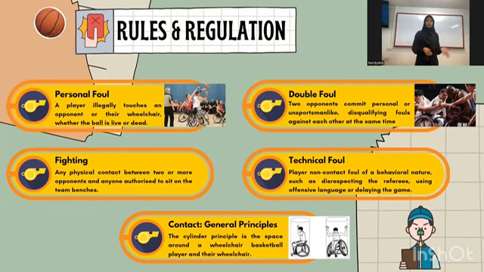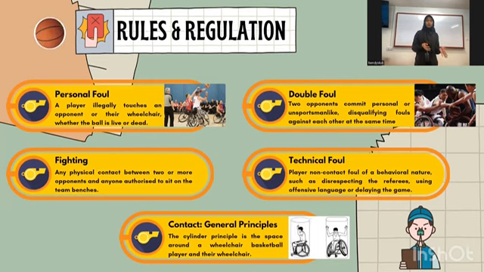A personal foul is a player's illegal contact with an opponent whether the ball is live or dead. A player should not hold, block, push, charge, trip or impede the progress of an opponent by extending his hand, arm, elbow, shoulder, nor by bending his body into an abnormal position, nor shall he indulge in any rough or violent play. So next is double foul.